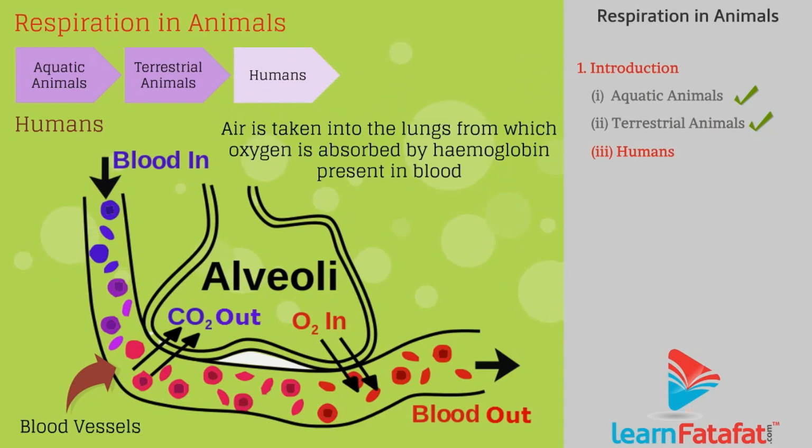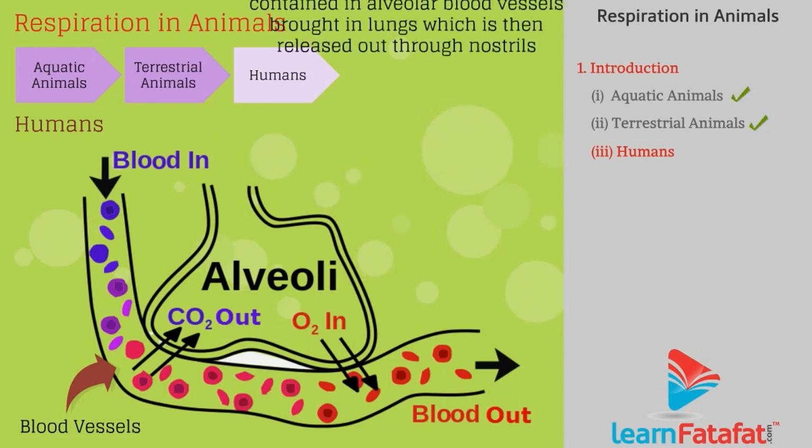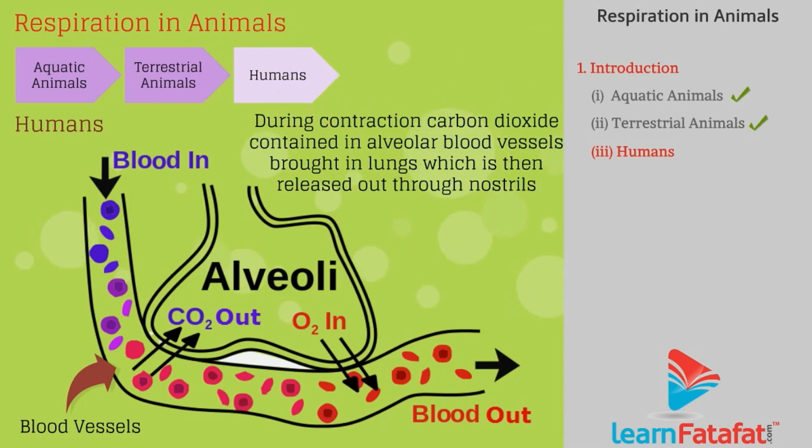During lung expansion, air is taken into the lungs, from which oxygen is absorbed by hemoglobin present in blood in alveolar blood vessels. During contraction, carbon dioxide contained in alveolar blood vessels is brought into lungs, which is then released out through nostrils.